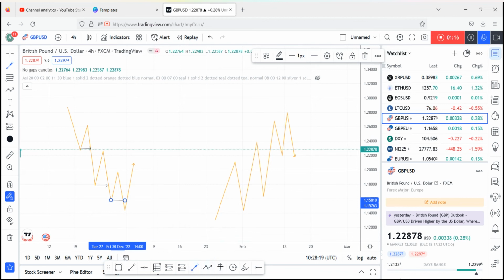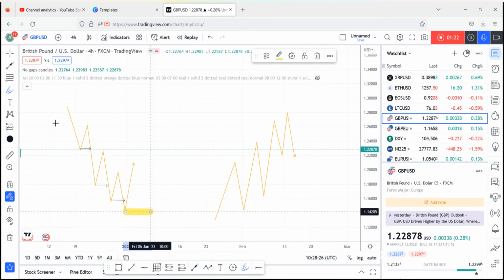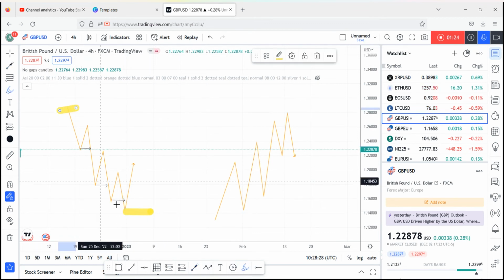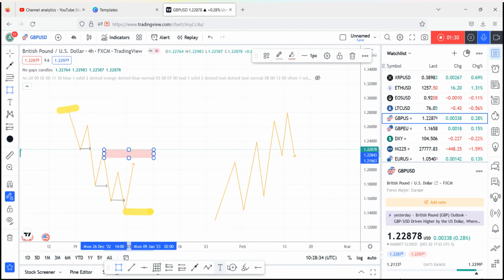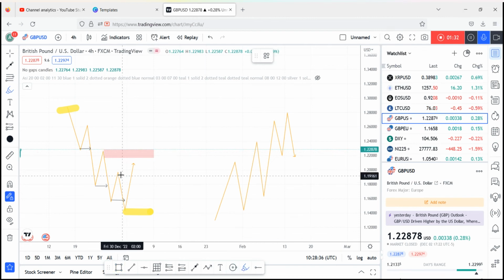Price made a break of structure from here, and this is the low, and this is the high. So the first order block you should choose is there. Why? Because there is a liquidity. If there is no liquidity, that order block is no longer valid.